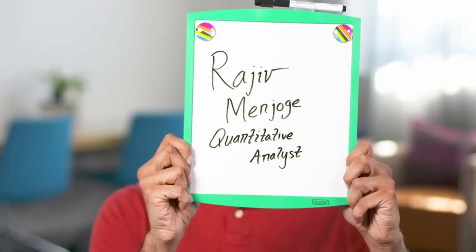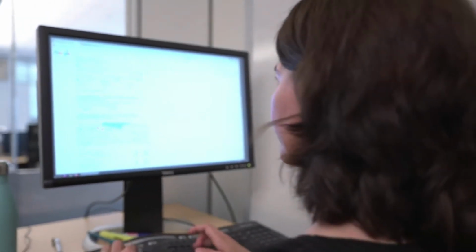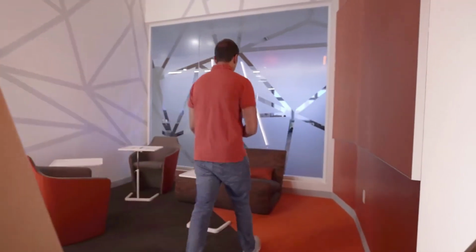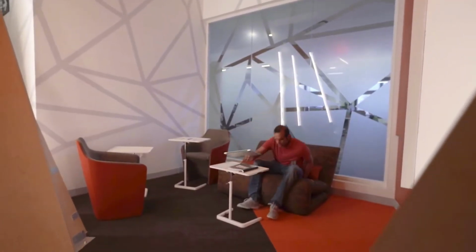My name is Rajiv Manjoke, and I am a quantitative analyst. My name is Elizabeth Tucker, and I'm a quantitative analyst. Quantitative analysts are involved in a lot of things at Google, working with teams like search, ads, YouTube, geo. We're often working with really complicated systems, and we're trying to understand how products are doing, where they're doing well, where they're not doing well, and what can be done to make them better.